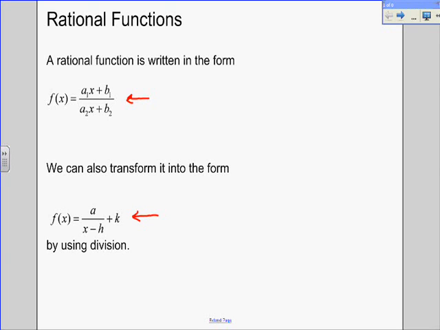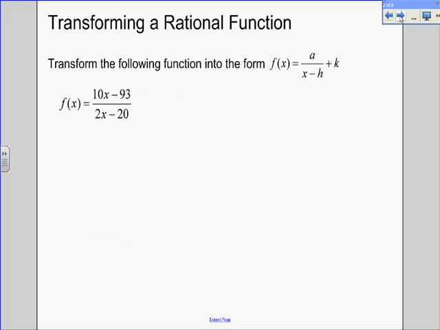So what we're going to look at in this video today is how do I go from one form into another. So if I look at this example here, I have an x on the top and on the bottom, and all of my x's are surrounded by different numbers, that a1, b1, a2, b2. And this is not my ideal form. I want to be able to transform it into this. So the way that we're going to do that is actually by using long division.